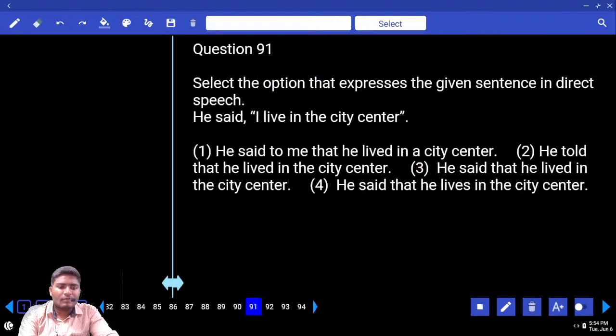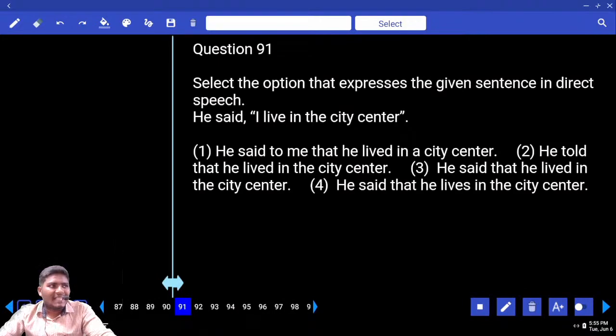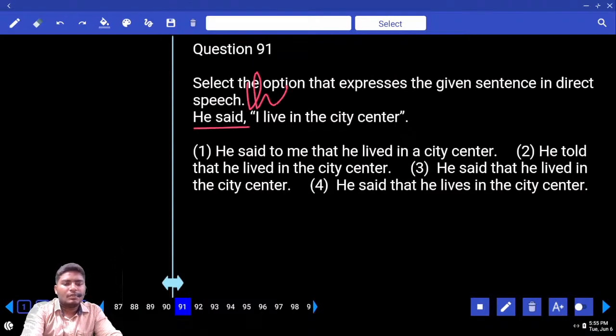How many of you got 5 out of 5 in this? Not an easy one. Only one. Only one. 2. Okay, right. Move to 91. He said, I live in the city center. Change the speech. Which is your answer? First of all, he said changes to. He said that. He said it to me, not possible.